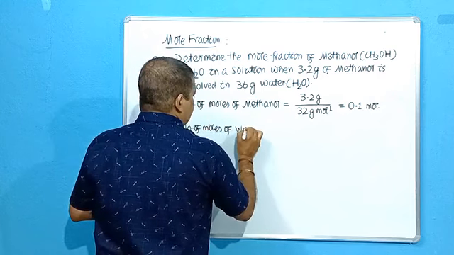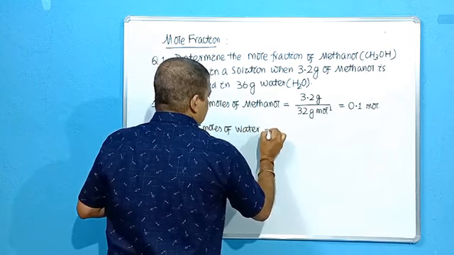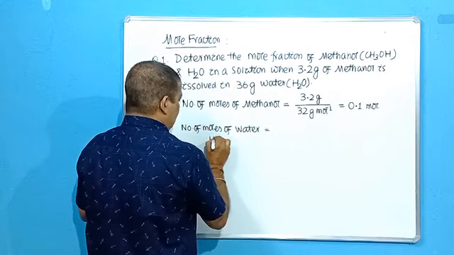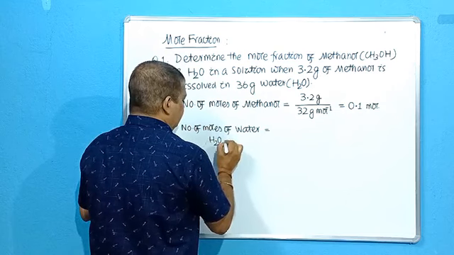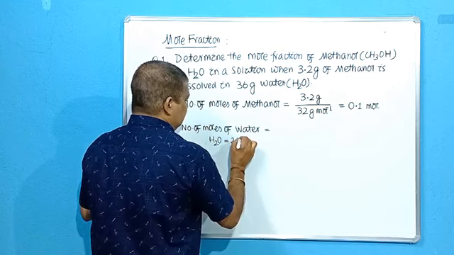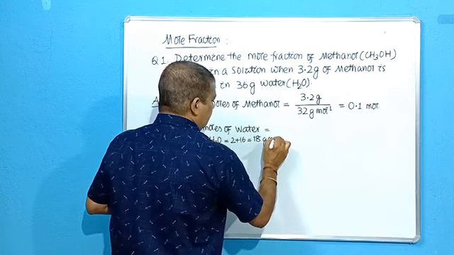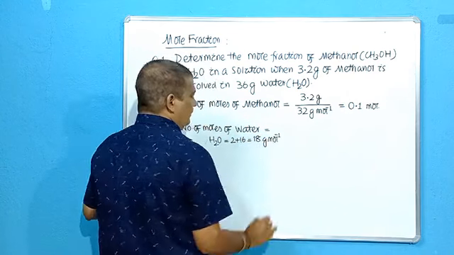Solvent is water here. Same formula, given mass by molar mass. Water is H2O, so what will be the molar mass? Now 2 plus 16, that is 18 gram per mole is the molar mass of water.